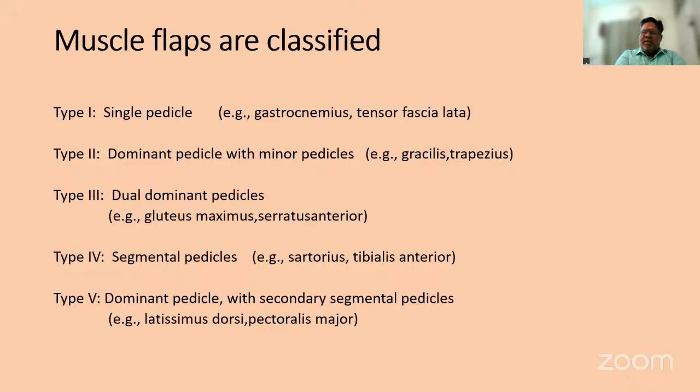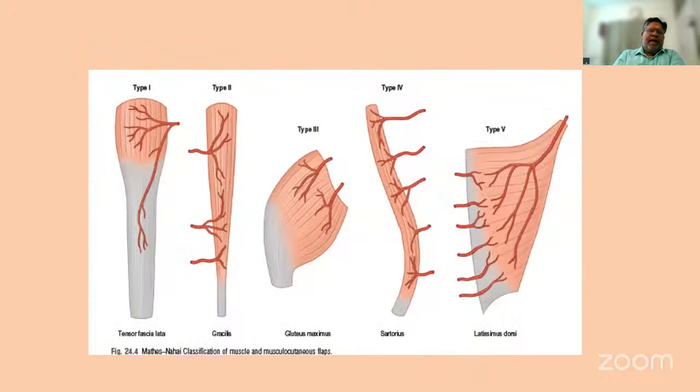In type 1, there is a single pedicle. So the tensor fasciae lata is a classical example of a type 1 flap. There is a single dominant pedicle. Also, a gastrocnemius flap is an example of a type 1 flap. Type 2 is one dominant pedicle and one minor pedicle. An example is the gracilis flap.